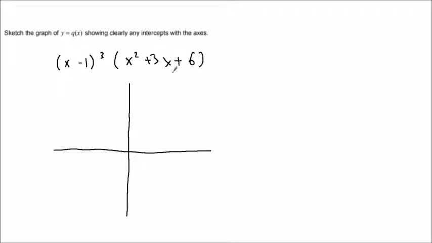So for any intercept with the axes, first of all, you can put 0 in here, and the answer that you will get whenever you put 0 in here is minus 6. So q(x), the y-intercept is minus 6.